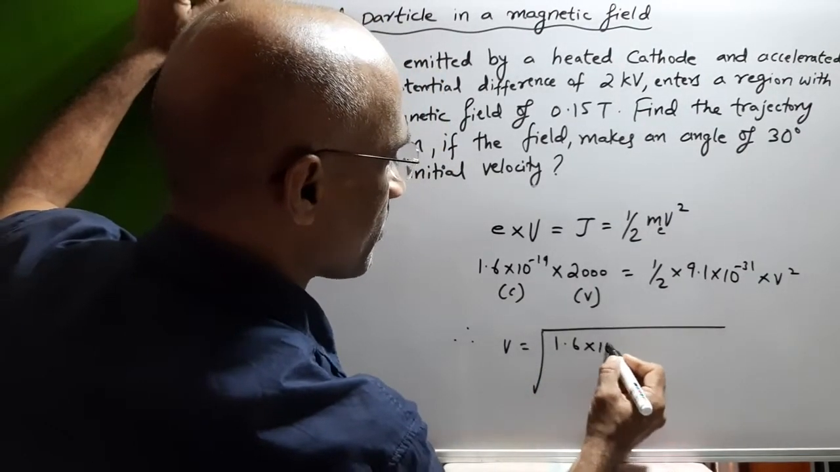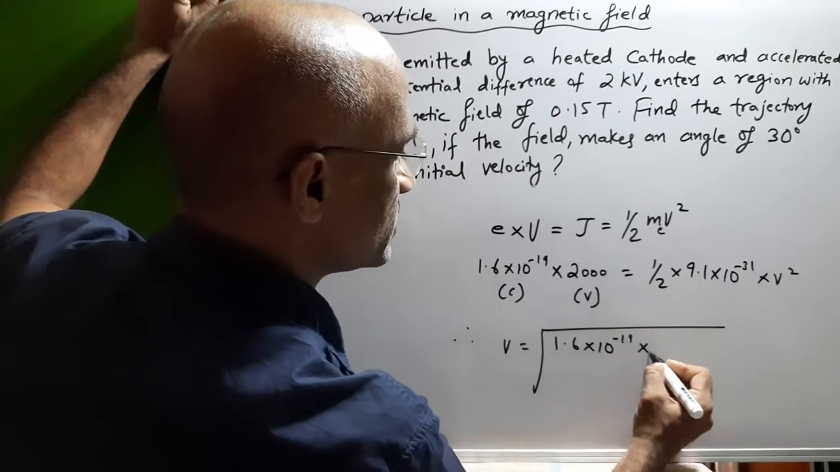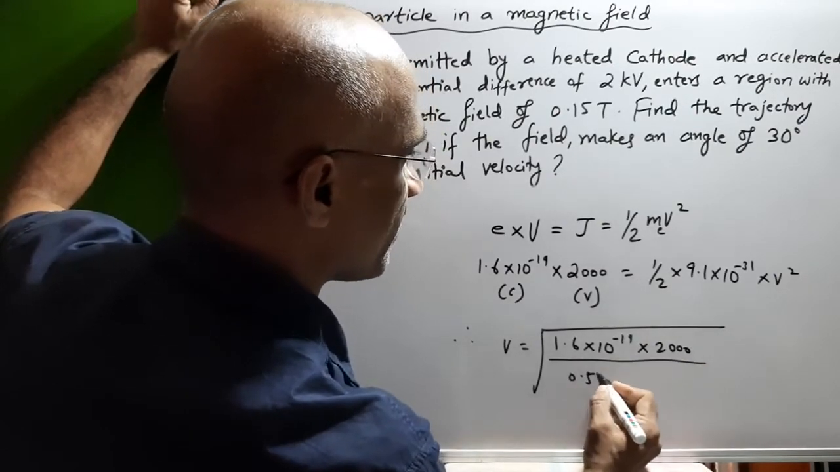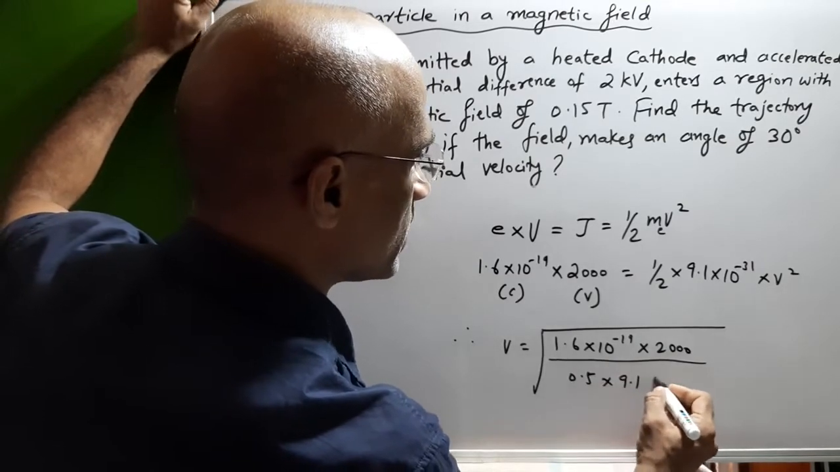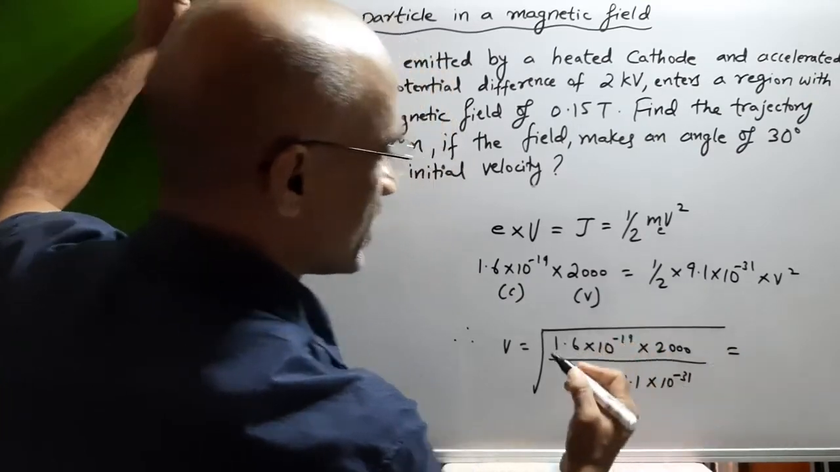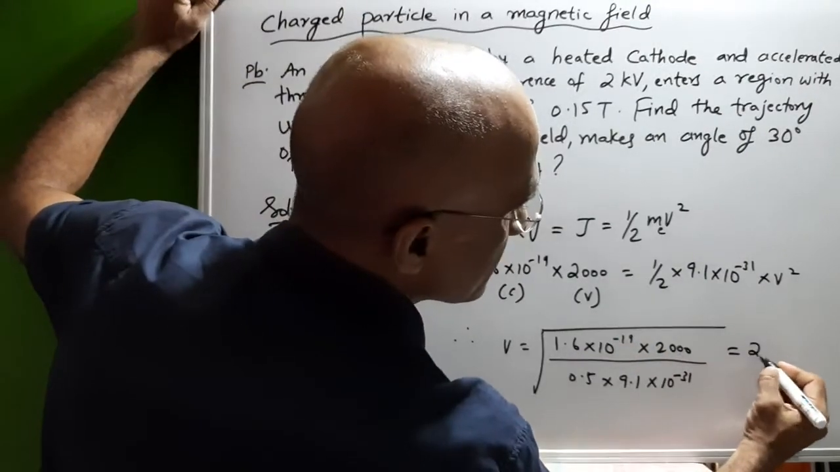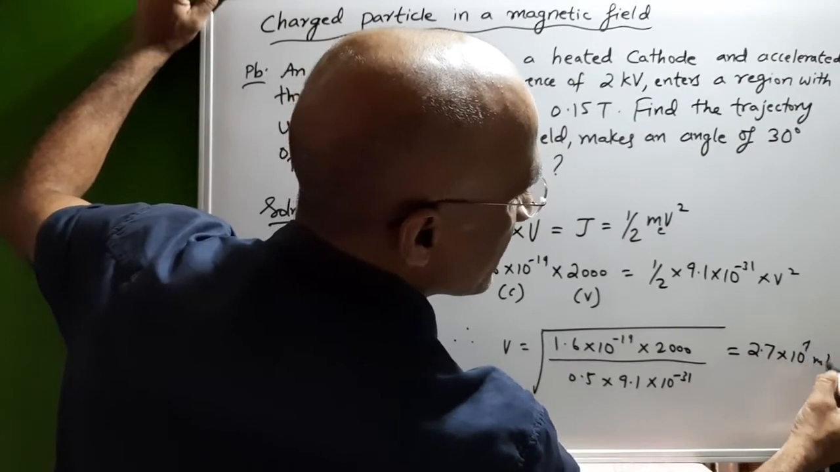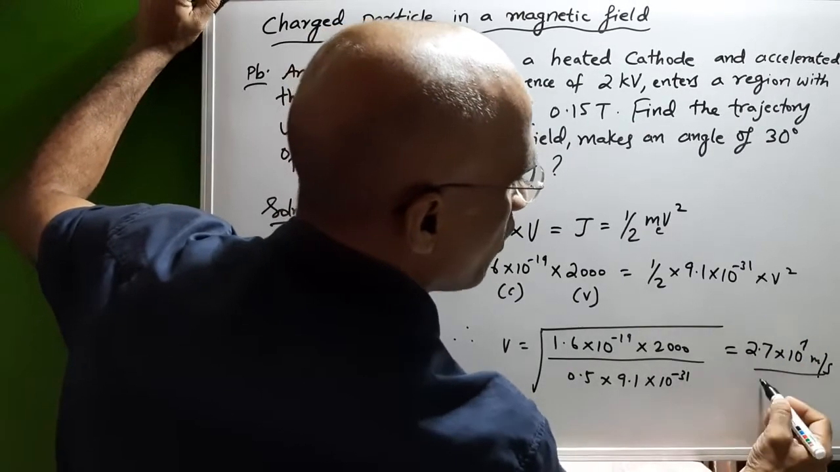On evaluating this, I will be able to find out V is equal to root of 1.6 into 10 power minus 19 into 2000 divided by 0.5 into 9.1 into 10 power minus 31. So using the calculator, I'll be able to find out 2.7 into 10 power 7 meters per second is the value of velocity.